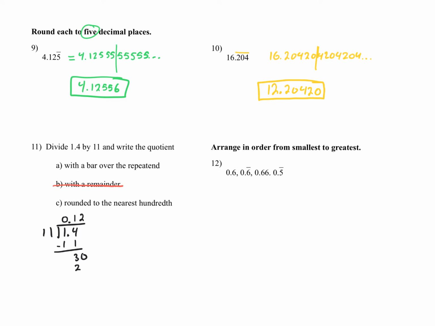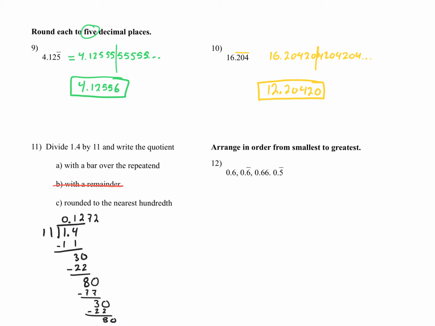2 times 11 is 22. It gives me 8. How many times does 11 fit into 80? Fits into that 7 times. So 7 times 11 is 77. Subtract and I get a 3. Add on a 0. How many times does 11 fit into 30? I feel like I've done that before. It goes into that 2 times. 2 times 11 is 22. Subtract and end up with 8.